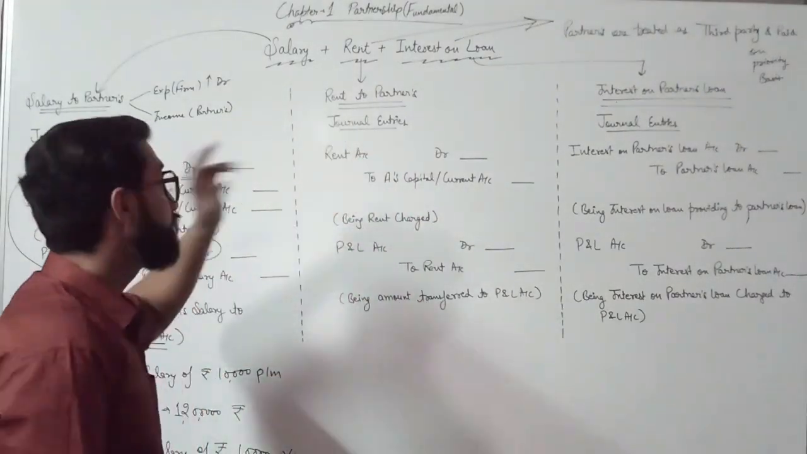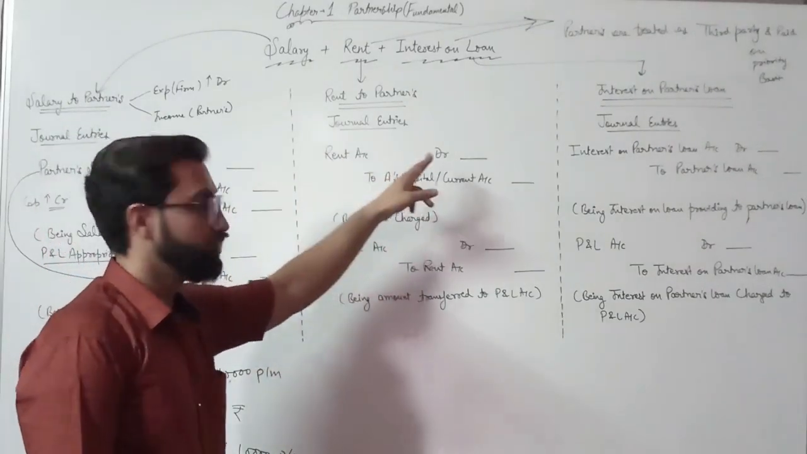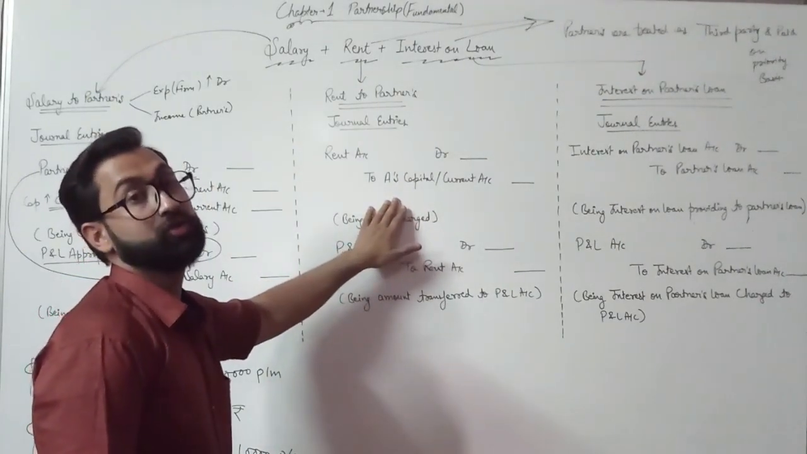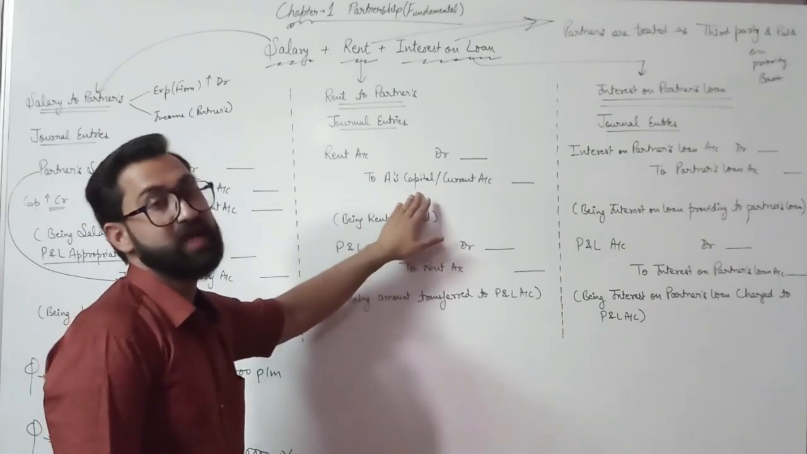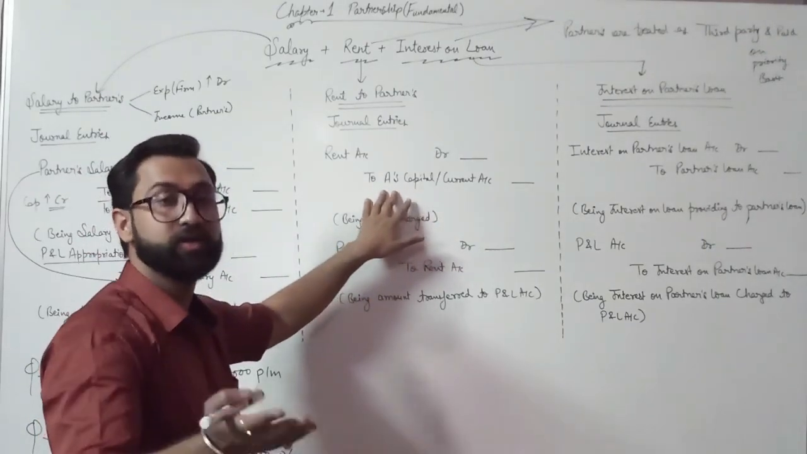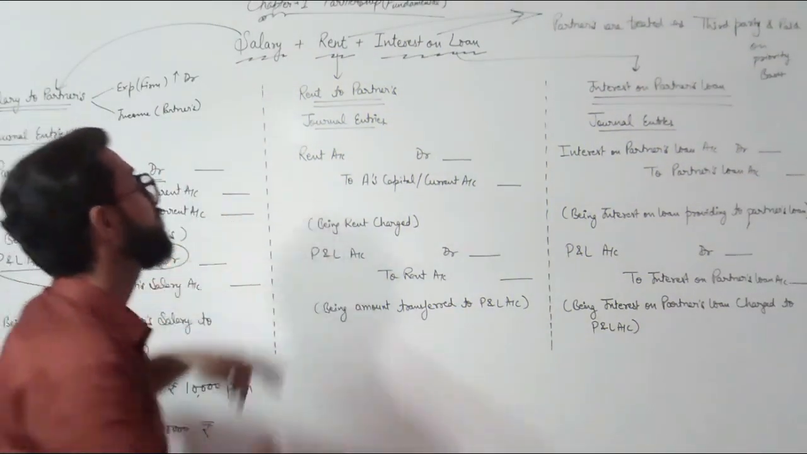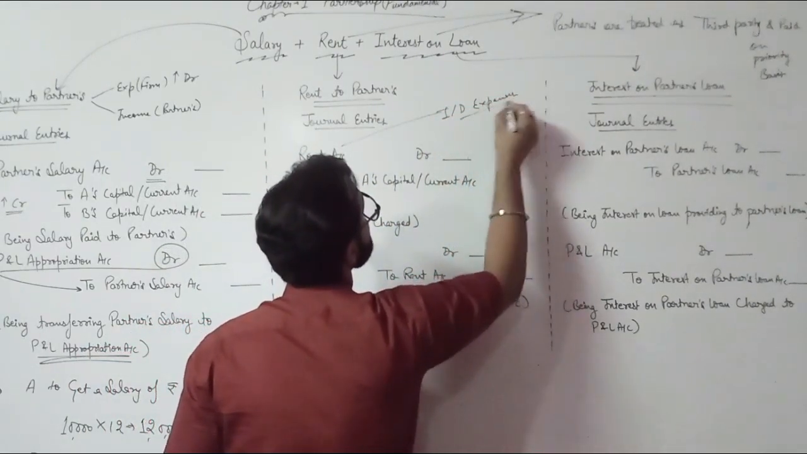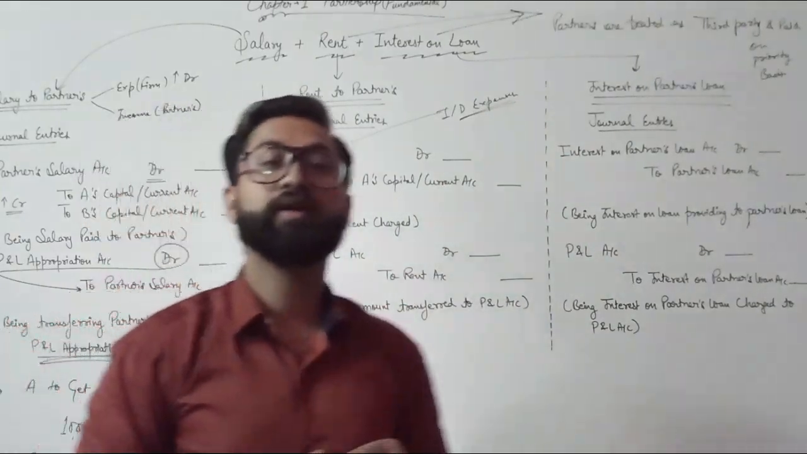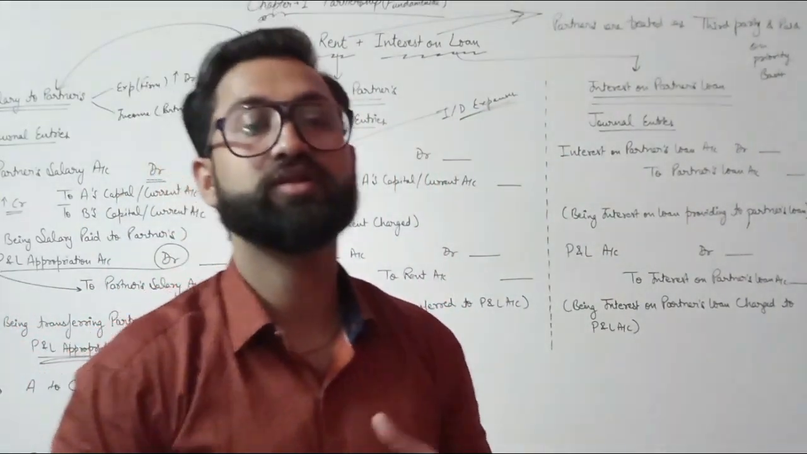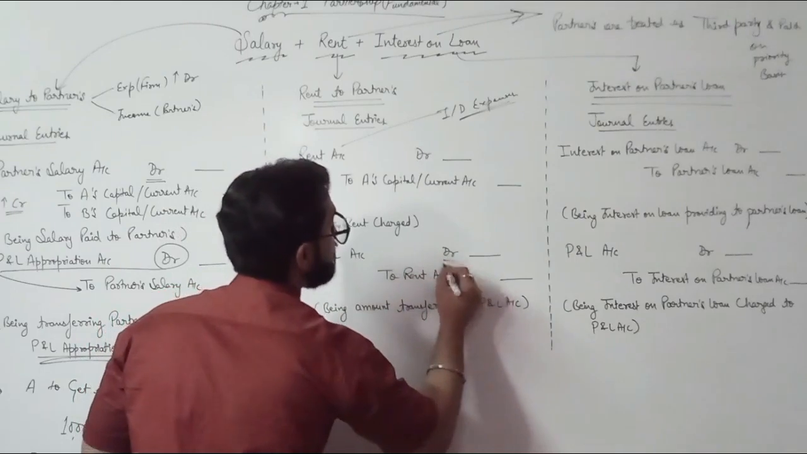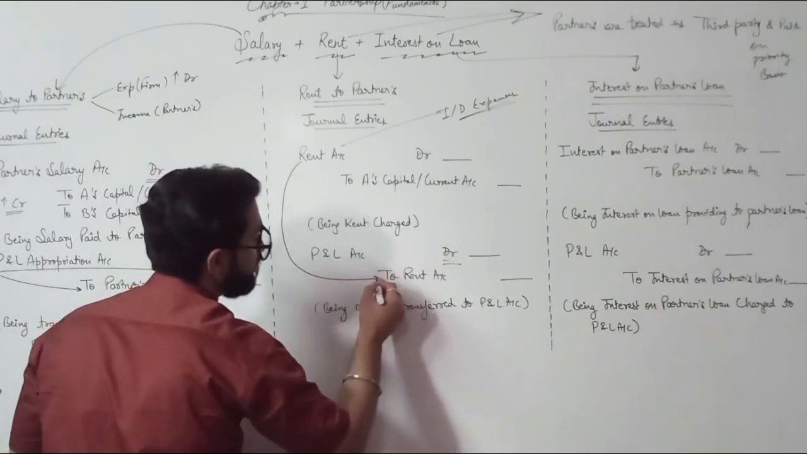Okay, so for rent to a partner, rent is an expense for the firm, rent account debit to the person who has provided the property to A's capital. If A has given the property, then A's capital will be credited, increased. Okay, now at the end of year, this expense is treated as an indirect expense. And you all know that you have studied in 11th class that all the indirect expenses come on the debit side of profit and loss account. Therefore, profit and loss account debit to this rent is transferred to profit and loss account.